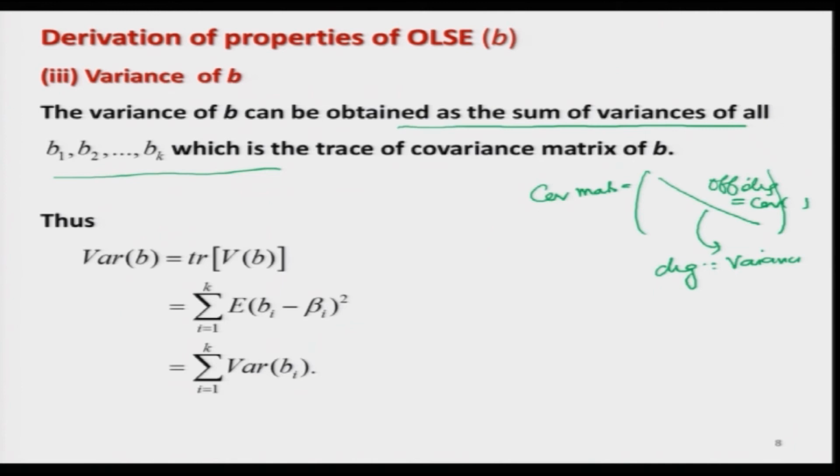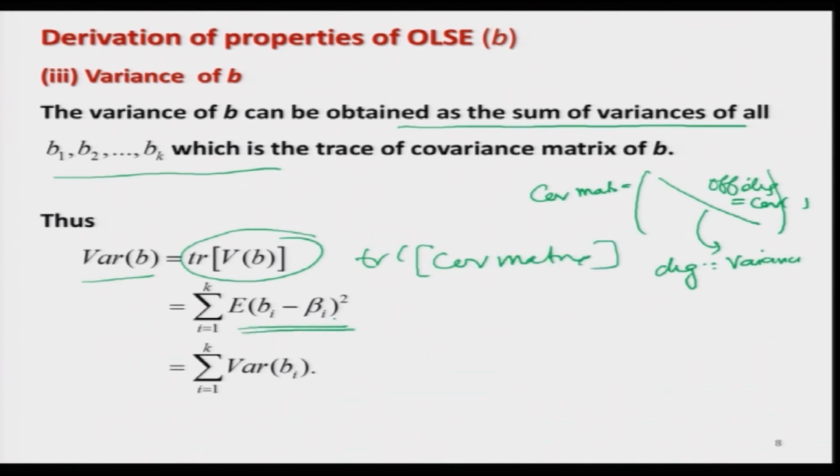That is equivalent to saying that if you have obtained the covariance matrix, you can simply take its trace. So, the variance of b can be defined as the trace of the covariance matrix. This quantity is the summation i goes from 1 to k of expected (bi minus beta i) whole square, which is nothing but the sum of all the variances of bi, as simple as that.